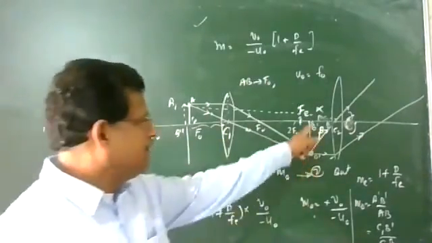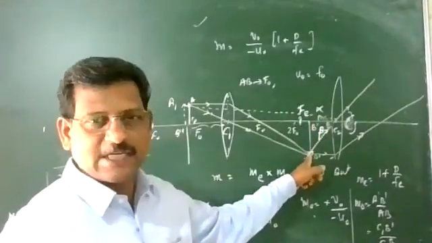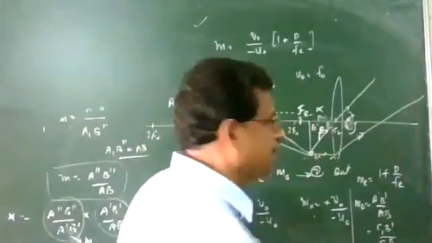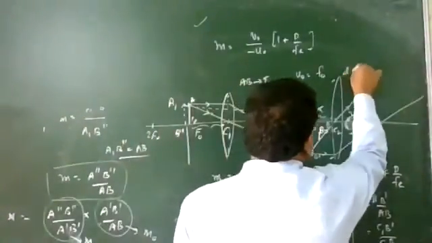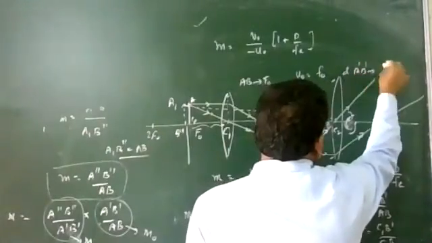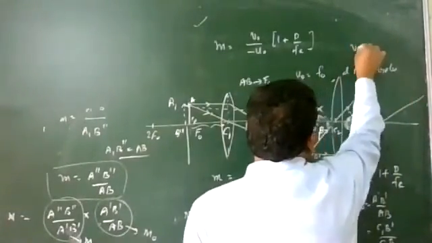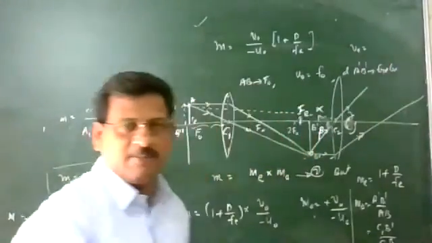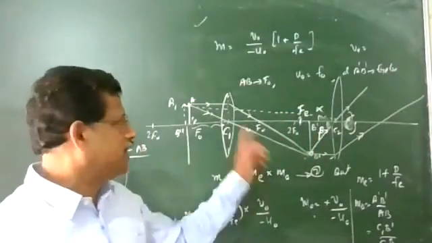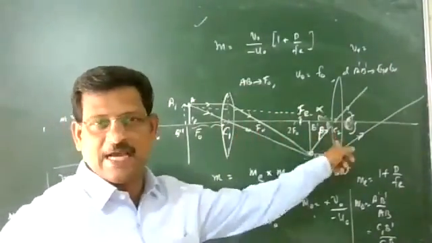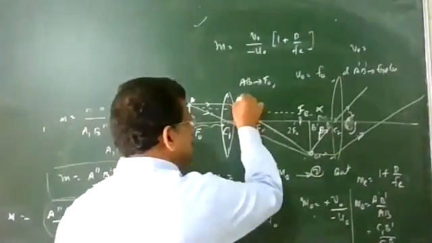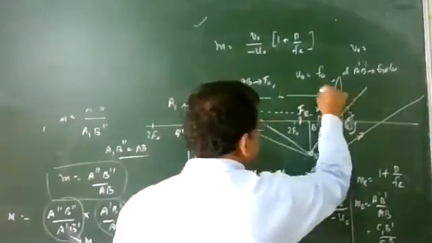And the image by the objective lens, A dash B dash, is very close to the eye lens. So what about the image distance? Image distance can be taken as the distance between the objective lens and the eye lens. That we call the length of the microscope.